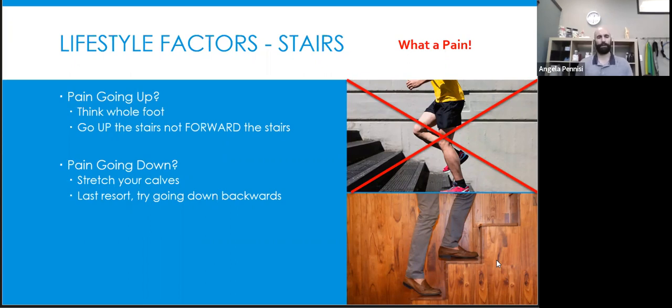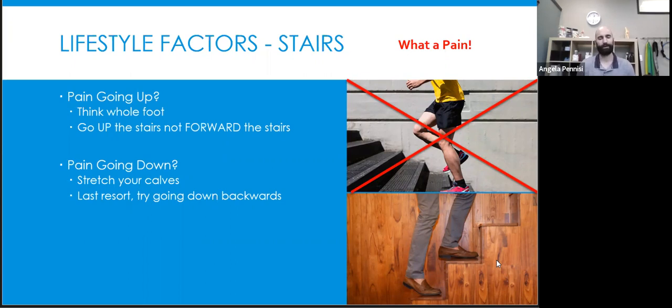But generally speaking, stretching out your calves is an important muscle group to keep loose in order to not over stress your knee as you go downstairs. And if that fails you and it still continues to bother you as you go downstairs, one thing you can try is going down backward.